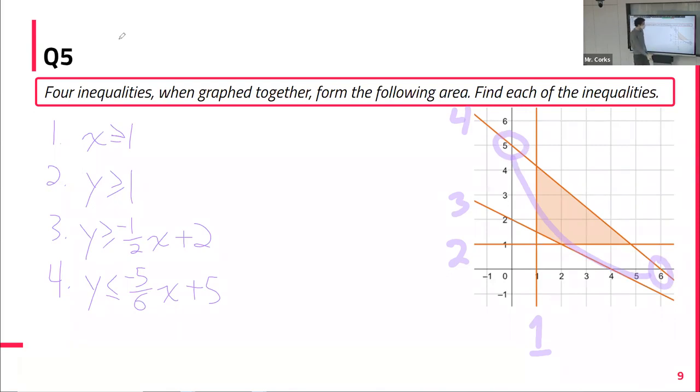Between these 2 points, our slope is our delta y over delta x. Our delta y between these 2 points from 5 to 0, so negative 5, and our delta x is from 0 to 6, so positive 6. And there's our slope, negative 5 over 6. All right, so those four things together as a system make that shape that we see.